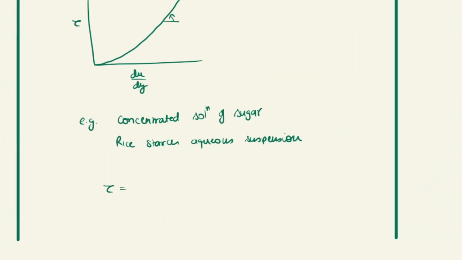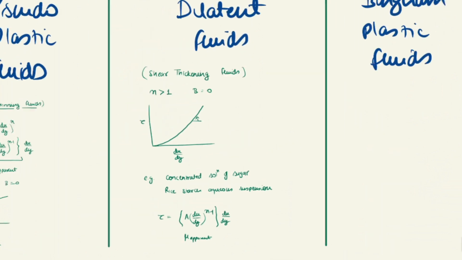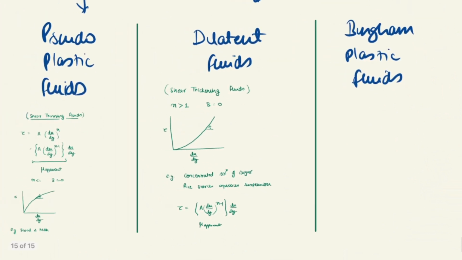Let's frame the equation also, which will look like this. This is mu apparent. So we can see that the value of n here is going to be greater than 1. So this is going to be positive. Hence, as du by dy increases, the mu apparent is going to increase. So that's why these are shear thickening fluids. Dilatant fluids are shear thickening fluids. Okay, we are covered with dilatant fluids and pseudoplastic.